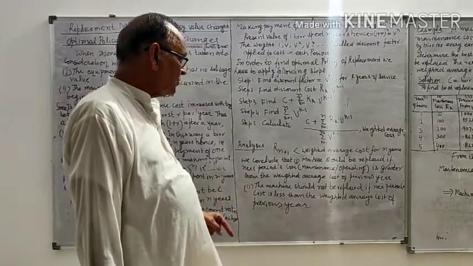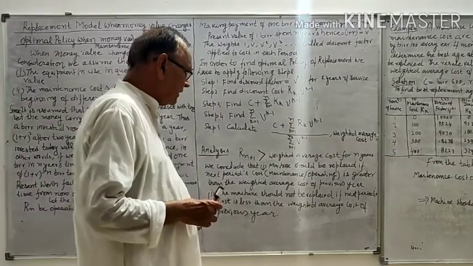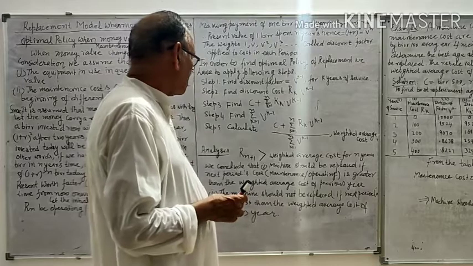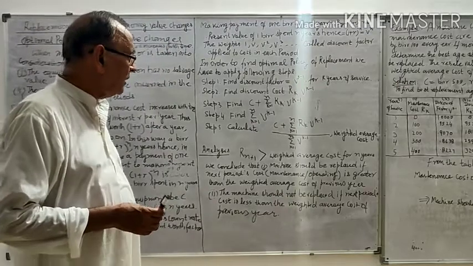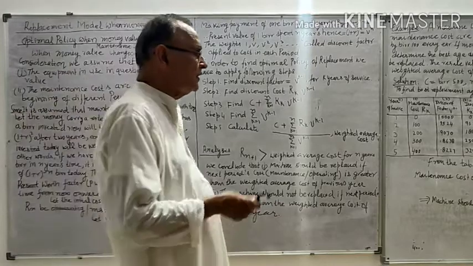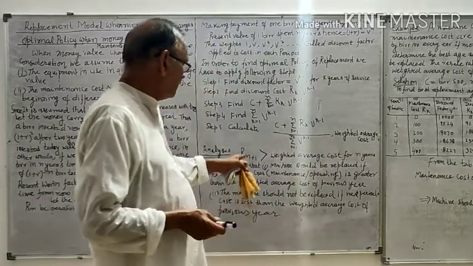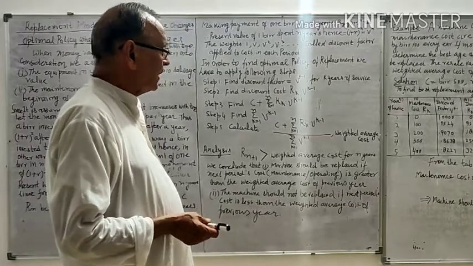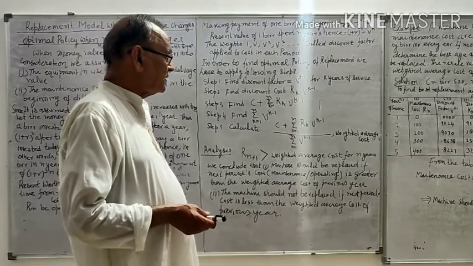The machine should not be replaced if the next period's cost is less than the weighted average cost of previous years. So the optimal policy is this: we find the weighted average cost for the first year, second year, third year, fourth year using this formula, and then we check when the weighted average cost is less than the next year's maintenance cost. Then we have to replace the item in that year.